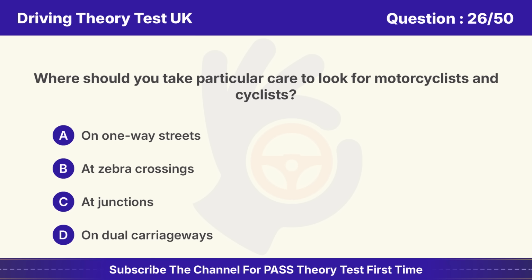Question 26. Where should you take particular care to look for motorcyclists and cyclists? Option A. On one-way streets. B. At zebra crossings. C. At junctions. D. On dual carriageways.